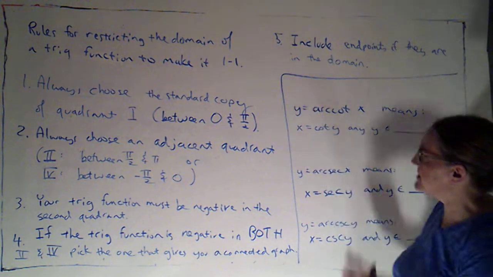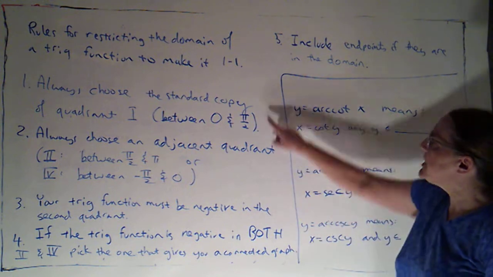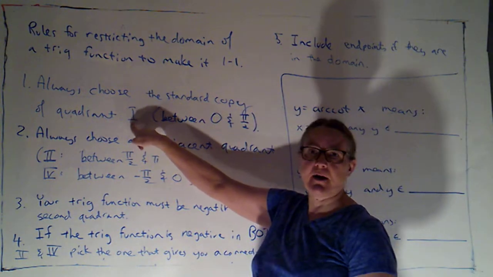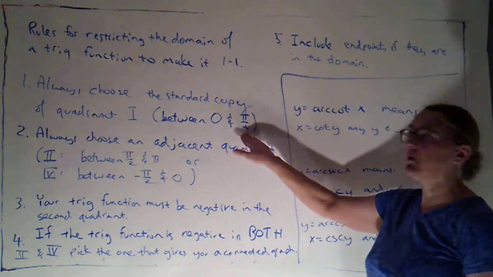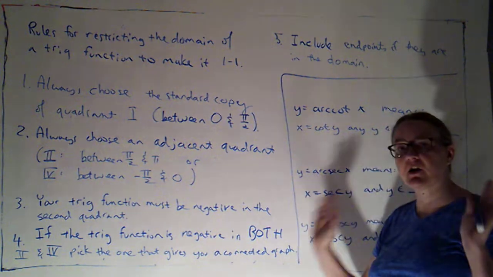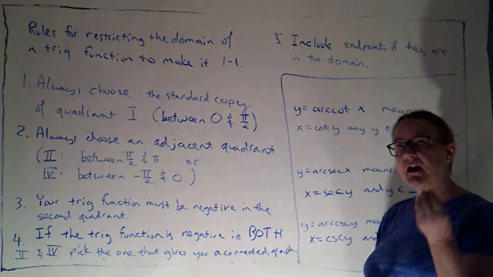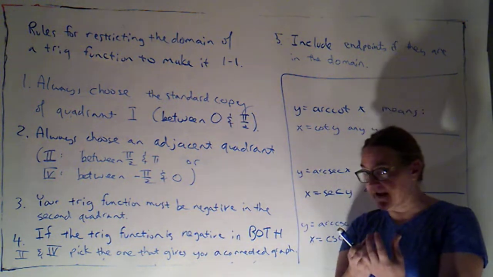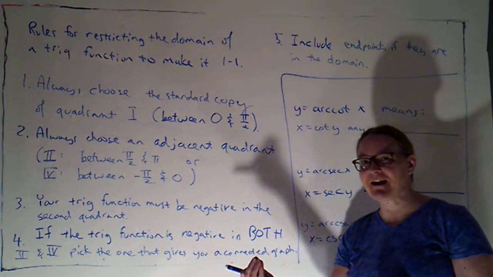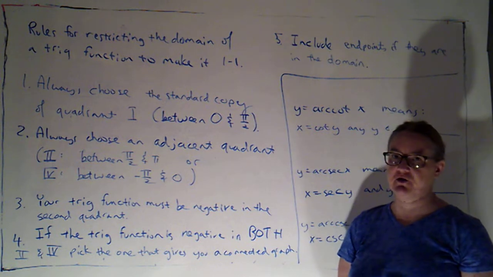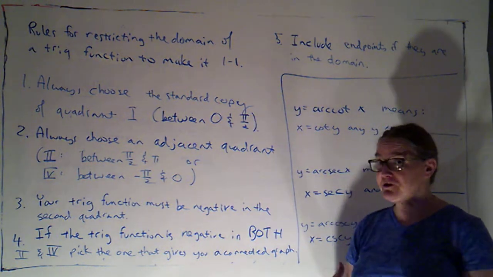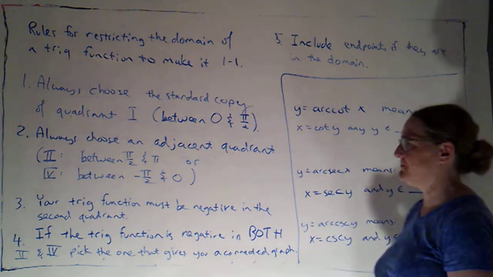So I've phrased this in terms of those quadrants. I'm always going to choose what I call the standard copy of quadrant 1. That's just the interval between 0 and pi over 2. That's my positive acute angles. That's always going to be part of the restricted domain. And notice the domain, which is the x values for the trig function, become the range or the y values for the inverse trig function. So the positive acute angles are in the range of all 6 trig functions.